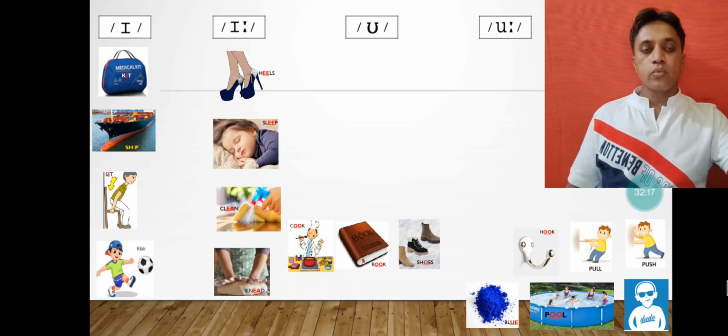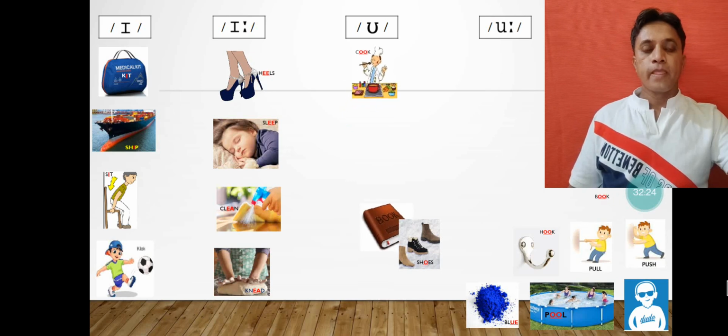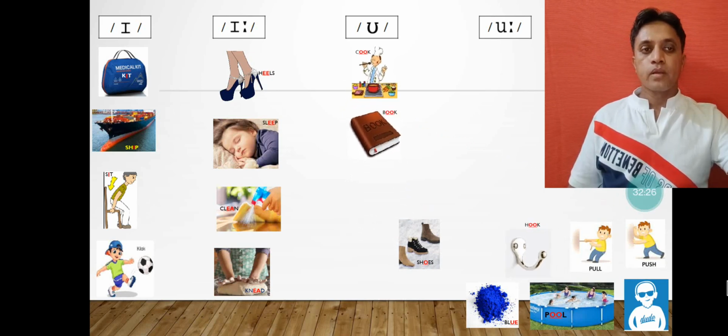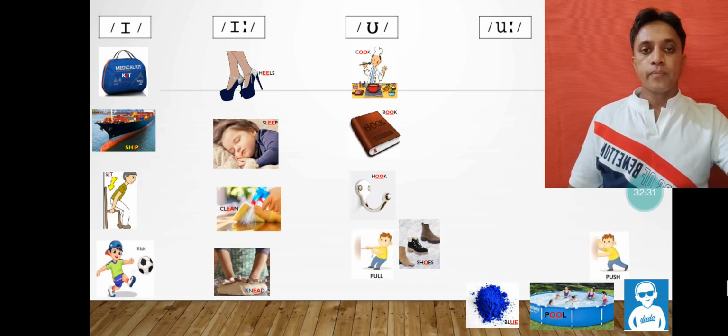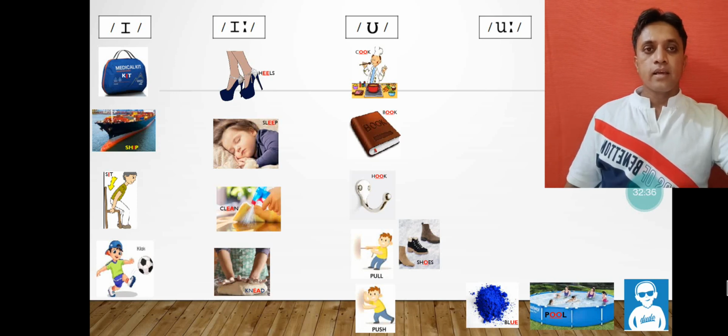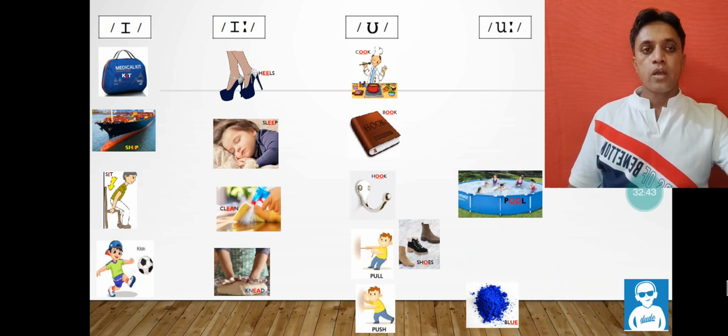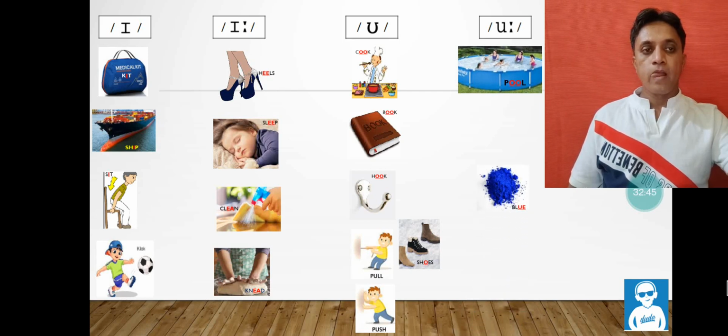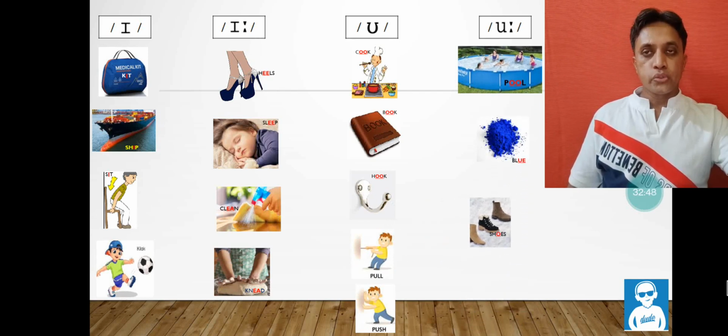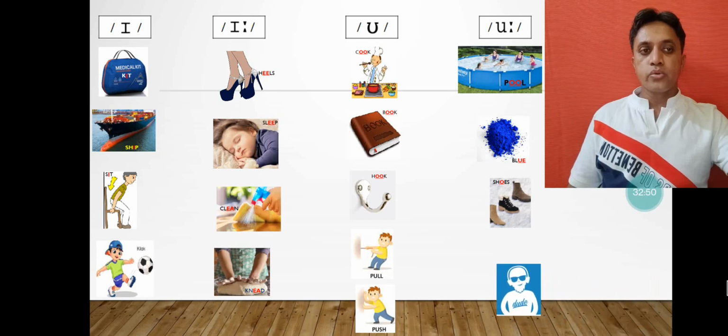The next is short oo. Let's see what images will go under this sound. Cook, book, hook, pull, push. And the last one on this slide is long oo, and the images that go with this sound are pool, blue, shoes, and dude.